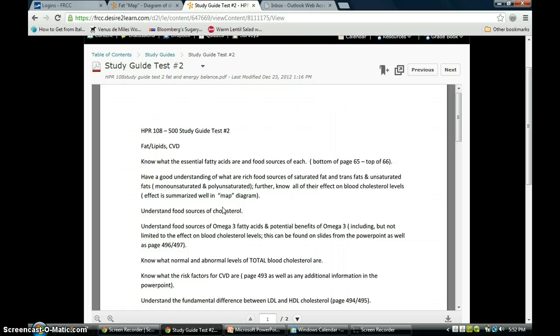I wanted to just make a couple of points on the study guide for the next test, which is next week, and then go over just a couple of points on the PowerPoint this week, and then finish up with the study guide that pertains to energy balance and weight control.